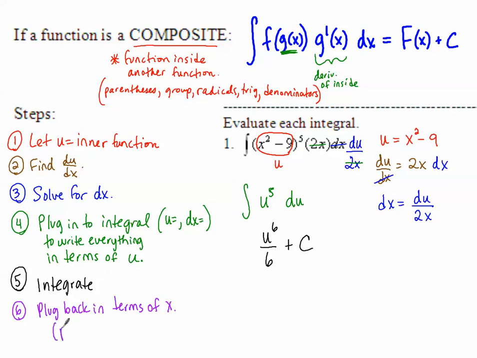So basically, that's putting the inner function back. What we took out to call u, we put it back. So what I said u equals, that goes here. So instead of u to the 6, x squared minus 9 to the 6th over 6 plus c. Let's try a few more. I'm going to pick up the pace a little bit, but to see some different scenarios of the u-substitution method.